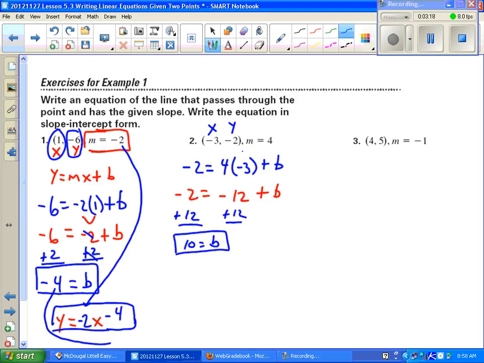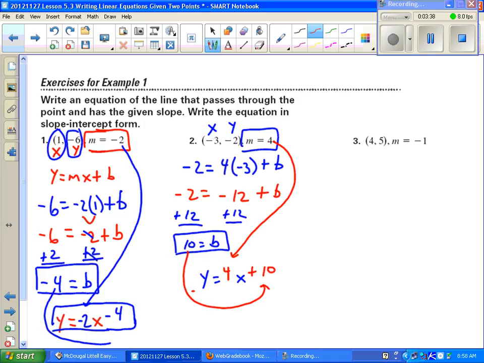So you have b and you have m. Now that's what you need to write slope-intercept form. So y equals, leave a space, and then x. We'll bring our value for m, which is 4, and plug it in right there. And we'll bring our value for b that we just found, plus b is plus 10. So y equals 4x plus 10.